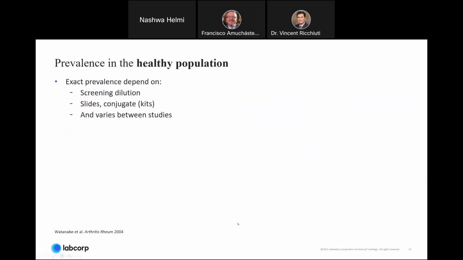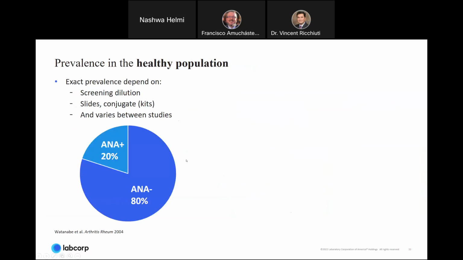So I mentioned the prevalence in a healthy population, and its exact prevalence depends on the screening dilution, because some laboratories will screen at 1 to 40, like Labcorp, and report 1 to 80 or positive, but some laboratories may screen at 1 to 80 and report a 160 for a positive.